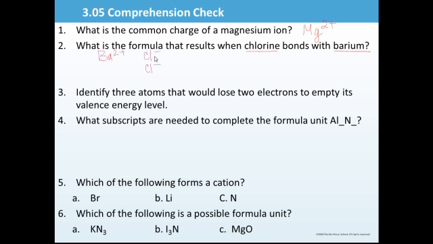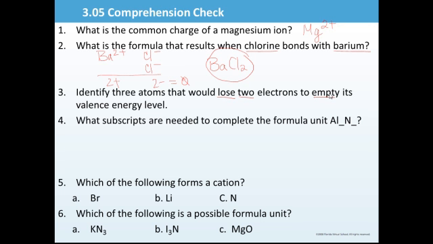Each chlorine will only accept 1 electron. Therefore, if barium is getting rid of 2 electrons, I need 2 chlorines to accept. So a 2+, 2- definitely equals 0. Therefore, I need 1 barium and I need 2 chlorides. Barium chloride.